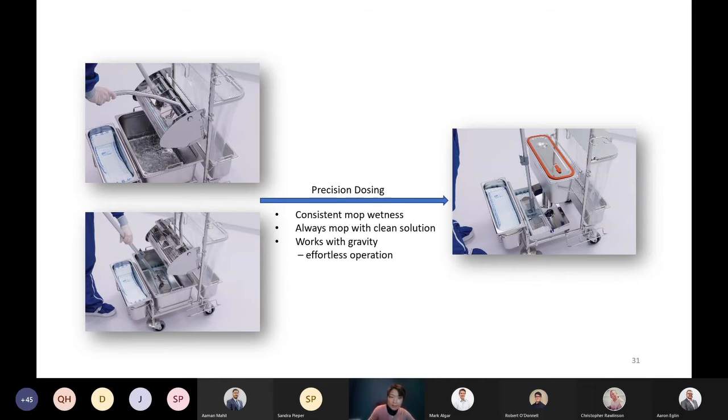Another benefit is that the mop wetness is consistent. It's not controlled by any human behavior or preference, because every single time the exact same amount of liquid is dispensed to moisten that mop. So you always mop with clean solution. At the same time, the system works with gravity. As you can see from the video, you just lightly dip or press the lever, and the mop is instantly moistened. It's a very effortless and consistent operation that's independent of end user preference or behavior.